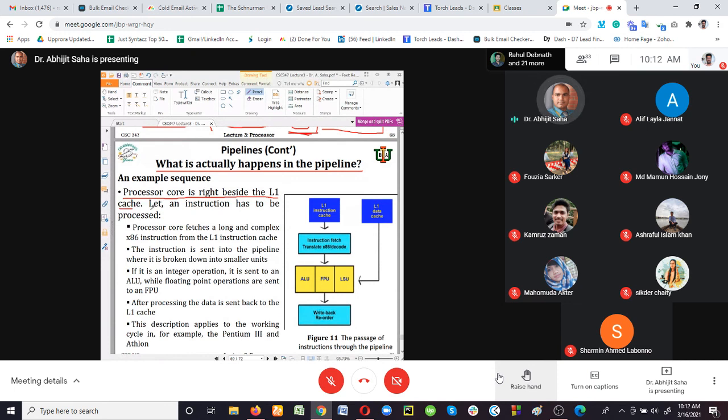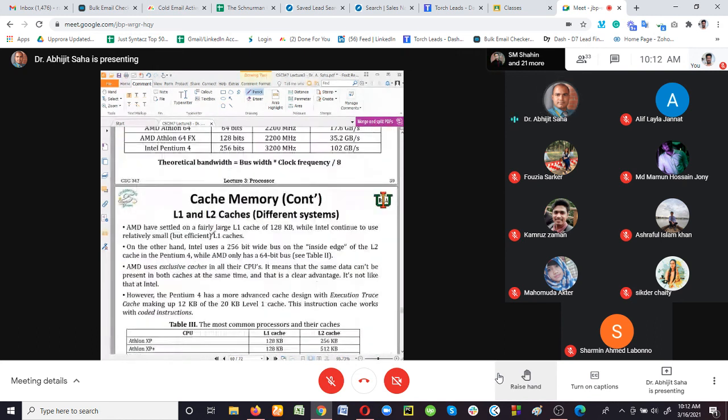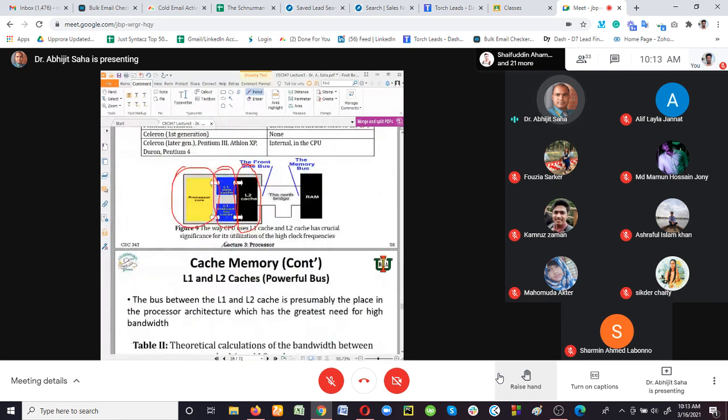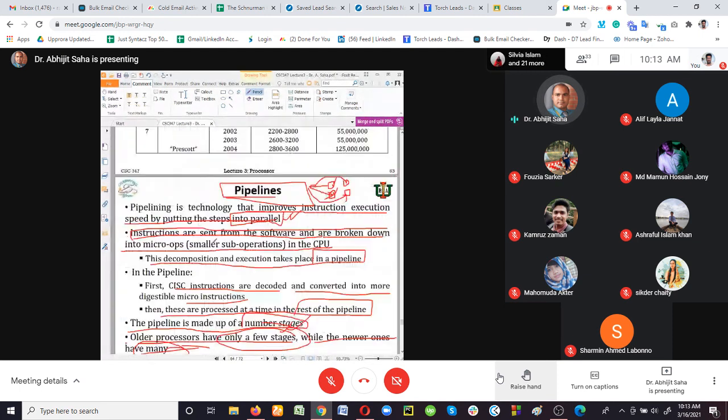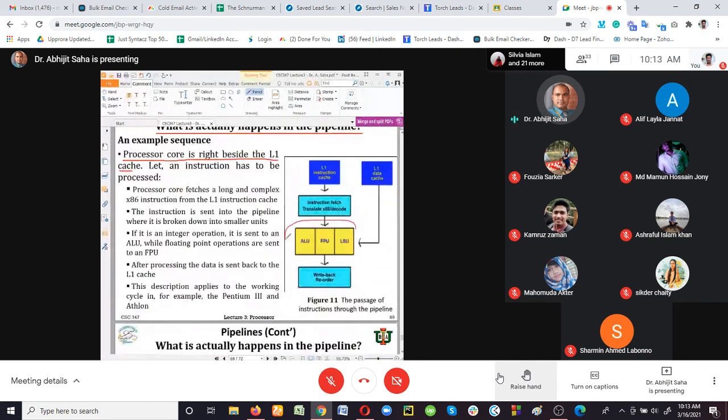Okay, the processor core is going to be right beside the L1 cache. We have already seen when we discussed caching that the processor core and the L1 cache are together. So this is your L1 cache, this is your L2 cache, and this is your processor core. Exactly, the processor core is just beside the L1 cache. That is what it is showing here, that this is your processor core, and this is beside the L1 cache.